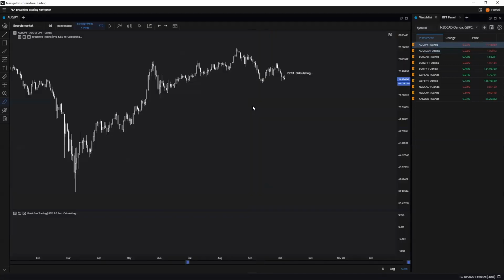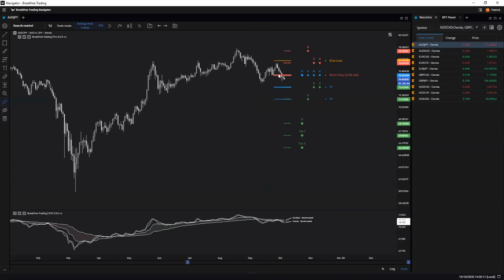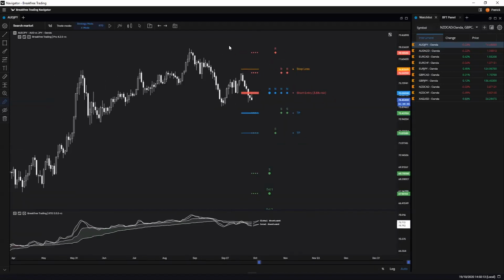AUD yen, I'm already in, just because this was already a trade that popped up around, I think it was here. When was this? This was September 28th. We had that signal. Oh no, the signal came September 22nd, got the entry September 28th, and then I've been holding all the way through September into October, and we went into profit for the 14th.